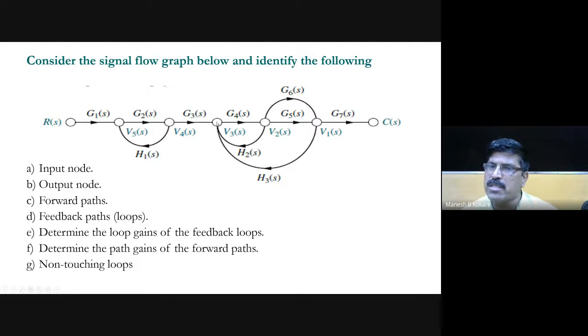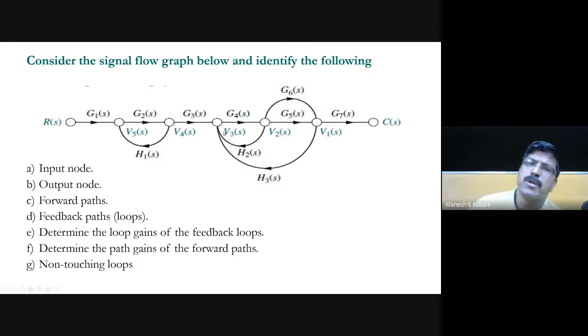Whereas second loop is this G4 and H2, starting at V3 and terminating at V3 only, right? Similarly, G4 multiplied by G5, so this signal will go up to this one, and then again it will come back to this node V3. See that signal is starting from V3, having gain path equal to G4 and then G5 and then again H3, so terminating at V3. So we have third loop G4, G5, H3, right? So there are in total two forward paths, three loops.